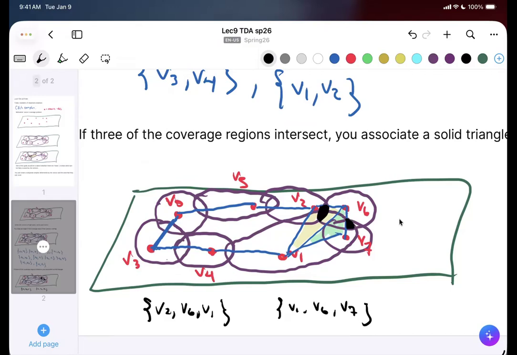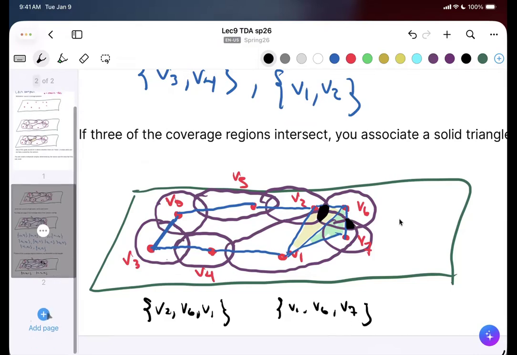Is that making sense? You can kind of see where I'm going with this, right? If there had been a region where four of the sensor coverage areas intersect, that would have corresponded to a pyramid, or a tetrahedron. And if there had been an intersection of five of the coverage regions, that would give you the generalization of the tetrahedron, which is a four-dimensional simplex. And that's how you go in general.